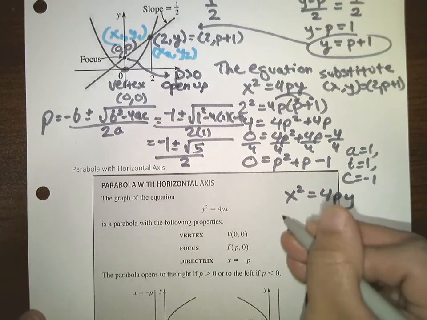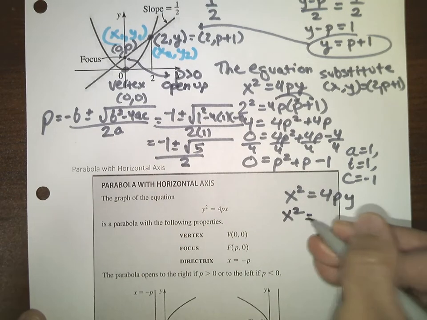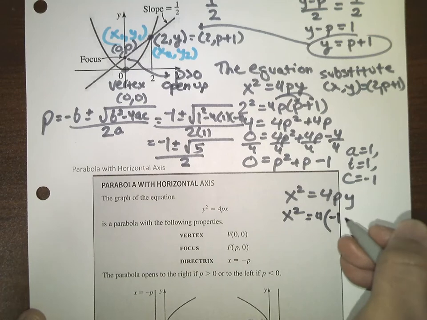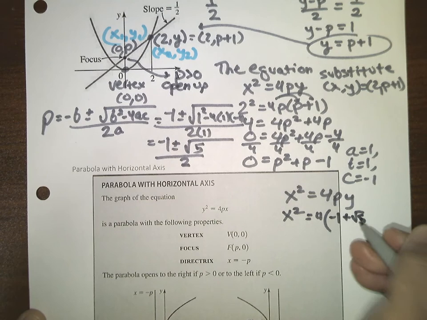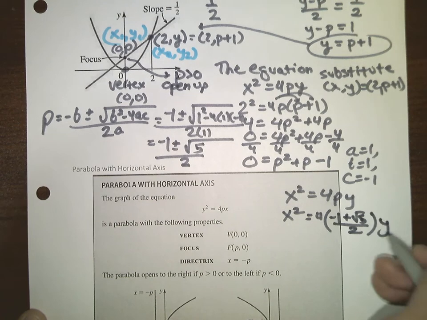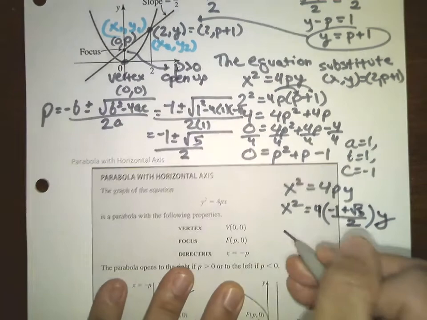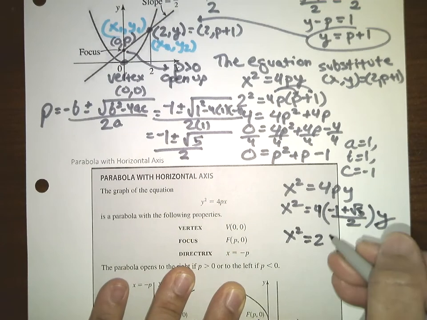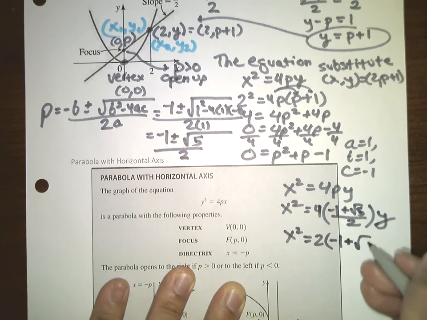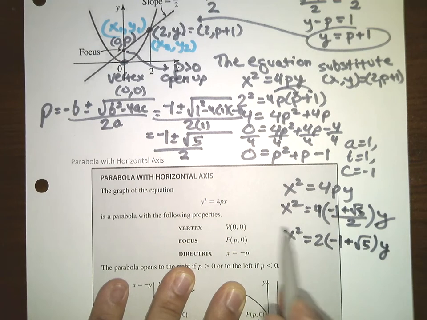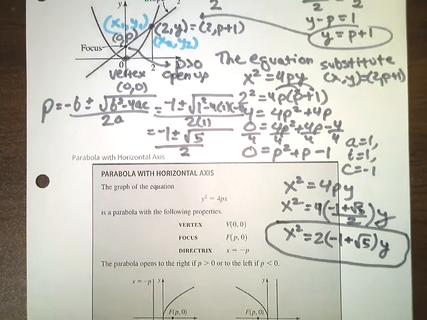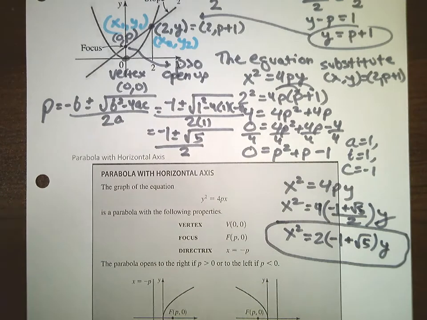So that will be x squared equals 4 times negative 1 plus the square root of 5 over 2 y. And then 4 over 2 is 2. So I have x squared is 2 times negative 1 plus the square root of 5 times y. And there you go. That is the equation of that parabola.